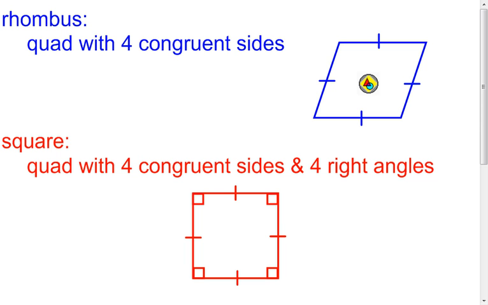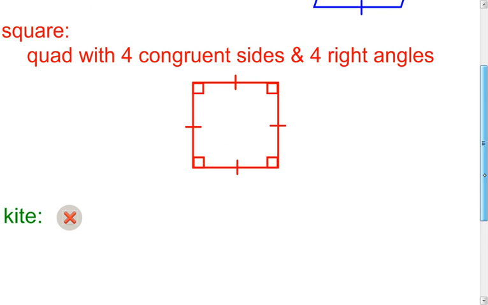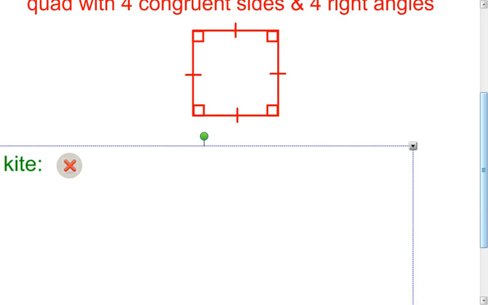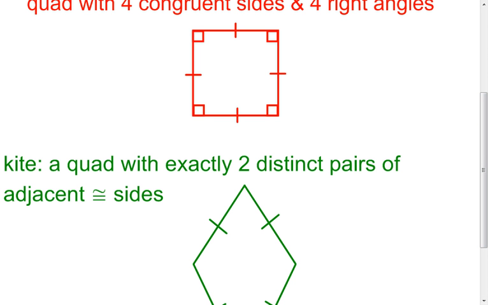The square is kind of like a rhombus in that all four sides are congruent, but all four angles are also congruent. So when you classify it, the square can actually be classified as a rhombus because the four sides are congruent. And then the last one, the kite, is a quadrilateral a little different than all the other ones that we've talked about.